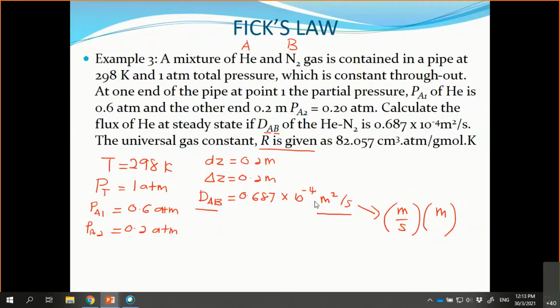Now we want to find the value of J helium, JA, because we already labeled helium as A. Here you have a few options on how to solve this question. That is why in our previous class, I asked you that you must be able to derive from the initial equation, JA is equal to negative DAB dCA over dZ, into other forms of equations.